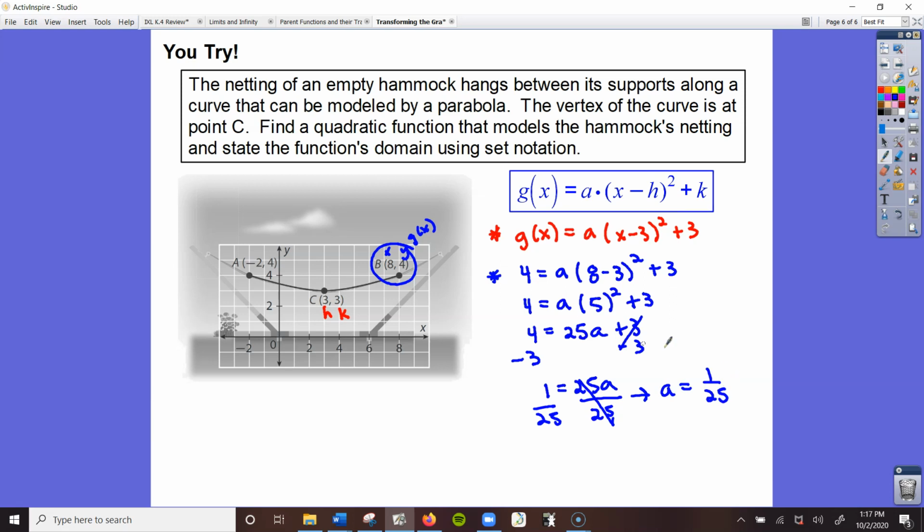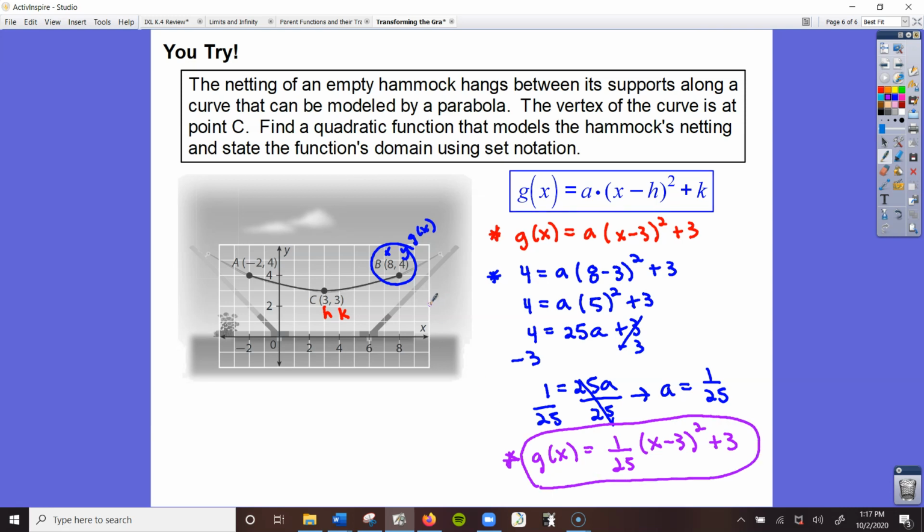So now to write out our equation. Remember, you're going back to the original and you're not changing anything except you're substituting a with what you found. So g of x is equal to 1 over 25 times x minus 3 squared plus 3. And this is the equation that would represent this parabola.